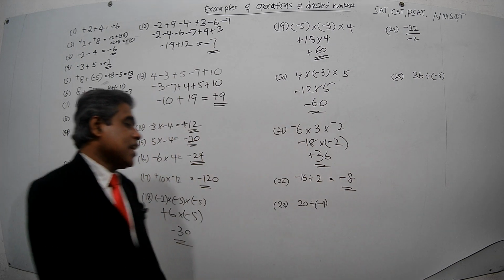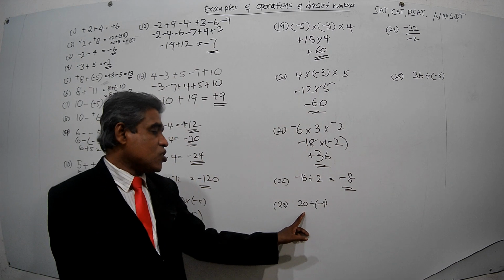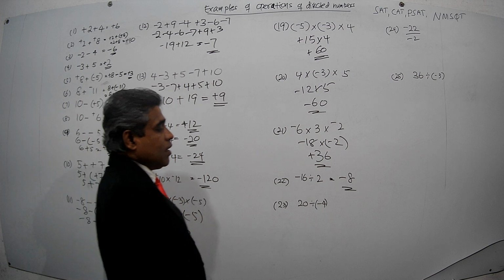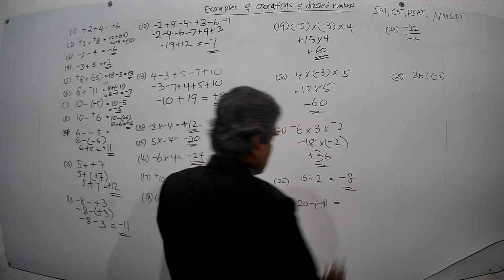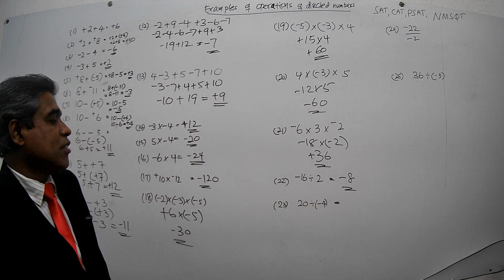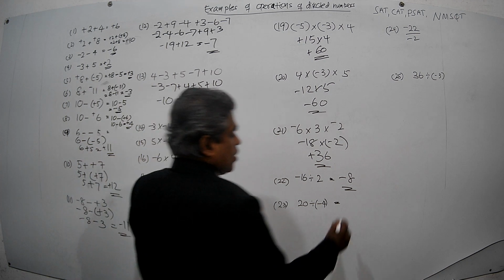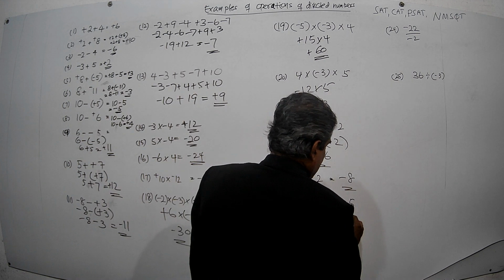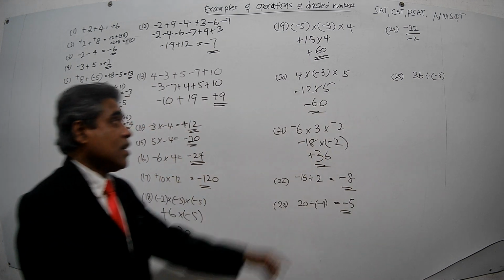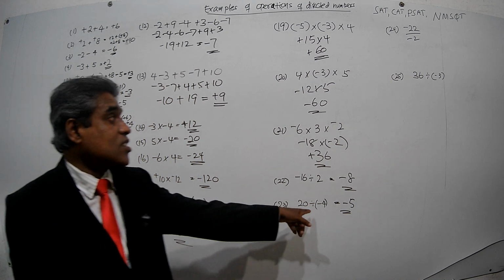Next one. Here there are two numbers of different signs to be divided. 20 divided by minus 4. Then 20 divided by 4 is minus 5, because two numbers of different signs are to be divided.